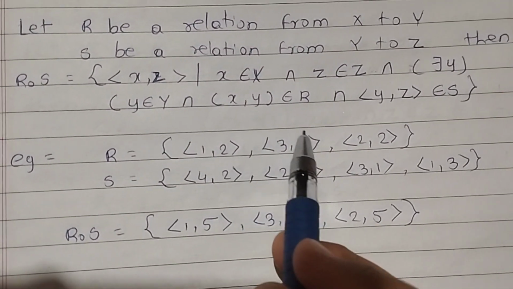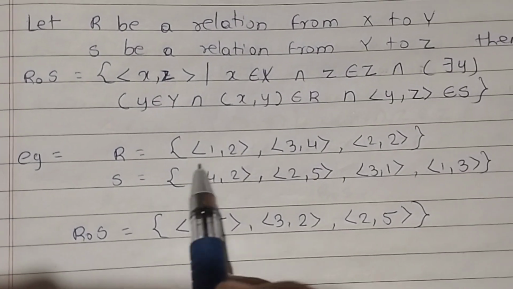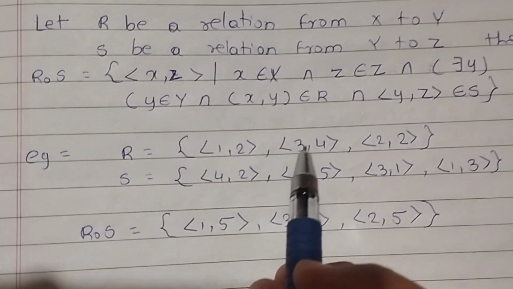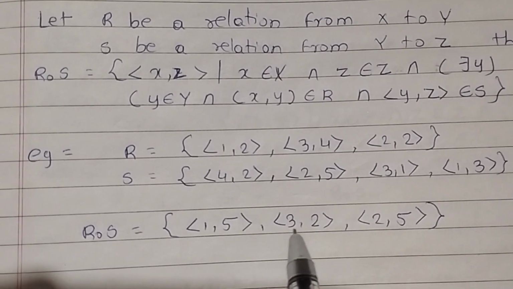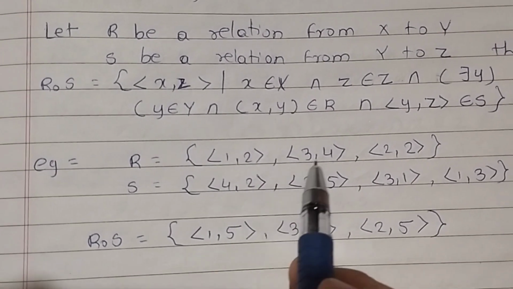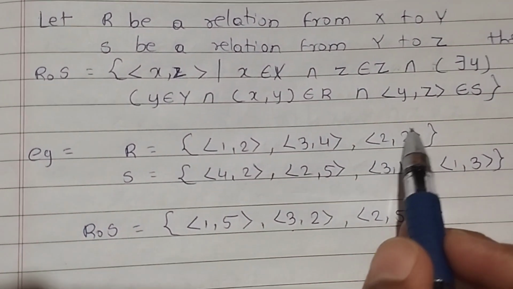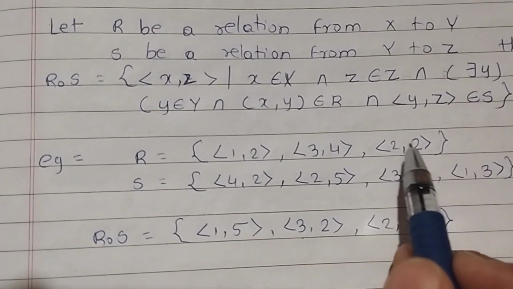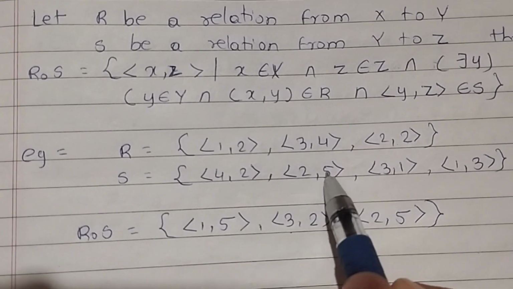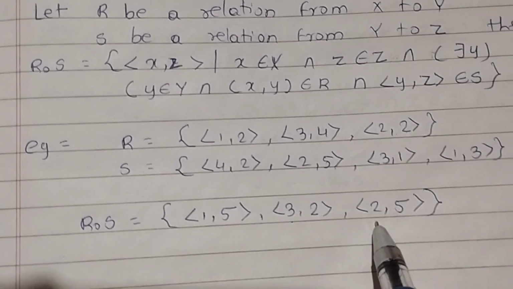(3,4): if the end of the first pair and the start of the second pair are common, then the other 2 elements are written in R∘S. So (3,4), then (4,2) is also present. Now (3,2) is in R∘S. Now check for the next element. (2,2) is present and (2,5) is present. Now (2,5) is in R∘S.